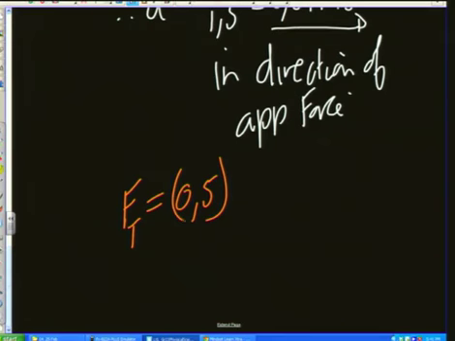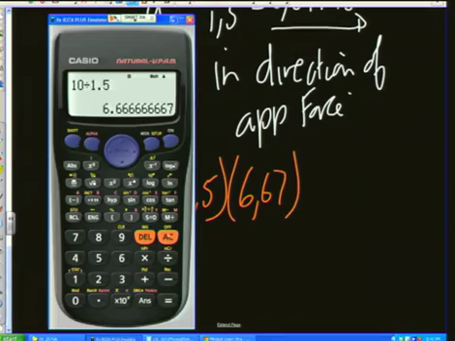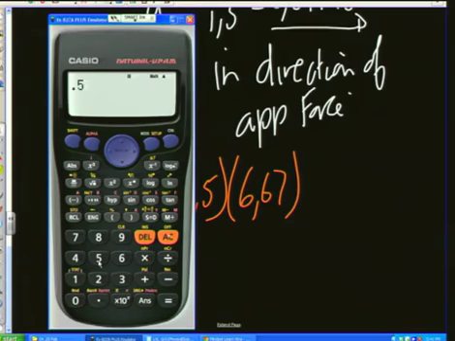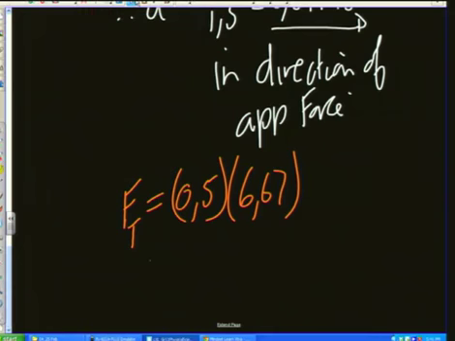0.5 times the acceleration, which was 6.67. If I use the calculator to do that, I multiply 0.5 times 6.67. It's not done it properly. Let's just do this again. Multiply equals, and we get an answer of 3.35. I'm going to round that up to 3.34. So my answer for my tension is 3.34 newtons.